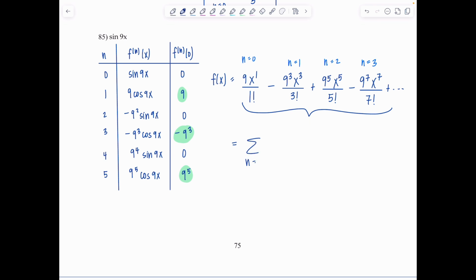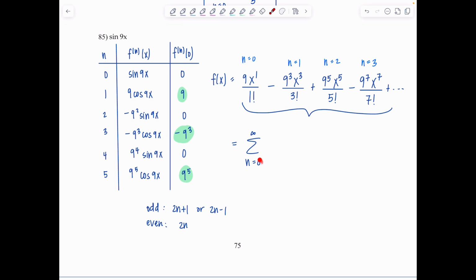So starting with n equals 0 to infinity, notice 9 is always raised to an odd power. X is always raised to an odd power, and the factorials are all odd. To represent an odd integer, you use 2n plus 1 or 2n minus 1. An even integer is 2n. Whatever you plug in for n, if you double it, it's even. And then if you add or subtract 1 from an even number, it's now odd.